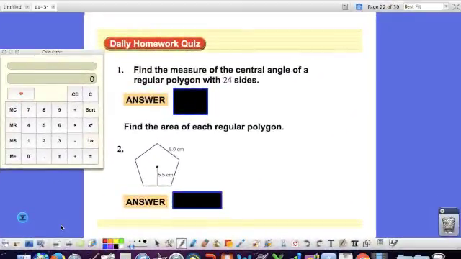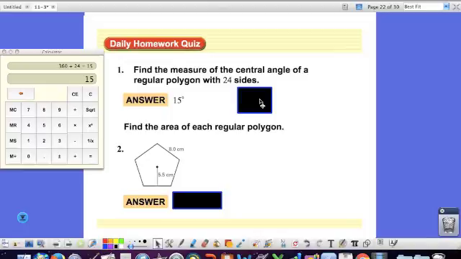So now we are going to do the daily homework quiz. Find the measure of the central angle of a regular polygon with 24 sides. So that's going to be 360 degrees. 24 sides means there's 24 triangles. You can divide it into 24 spaces. So the central angle is going to be 15 degrees.